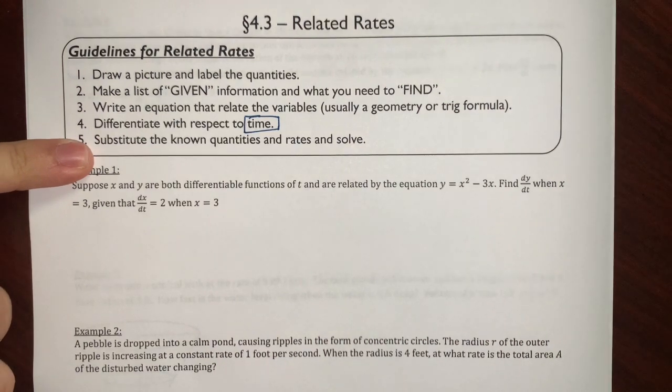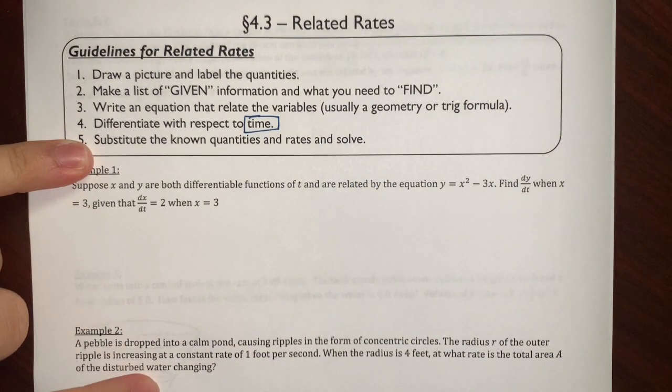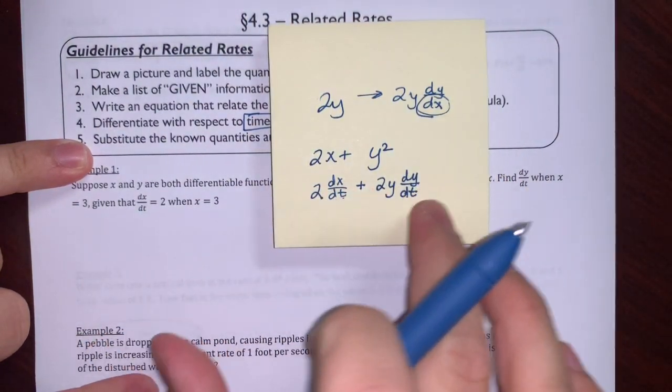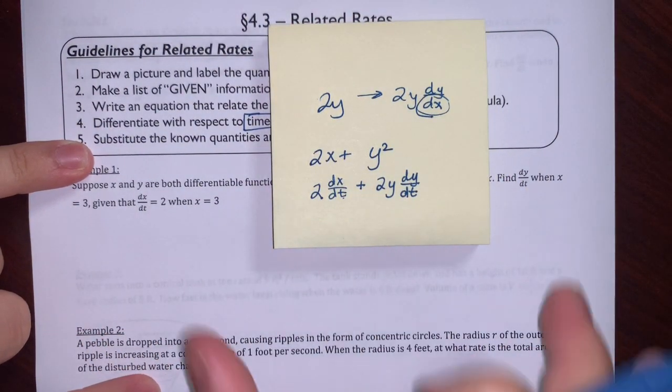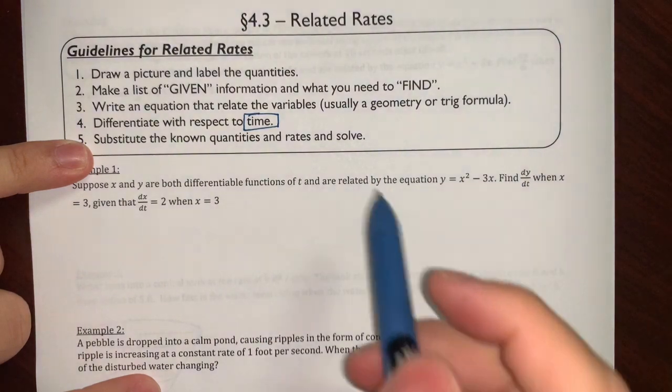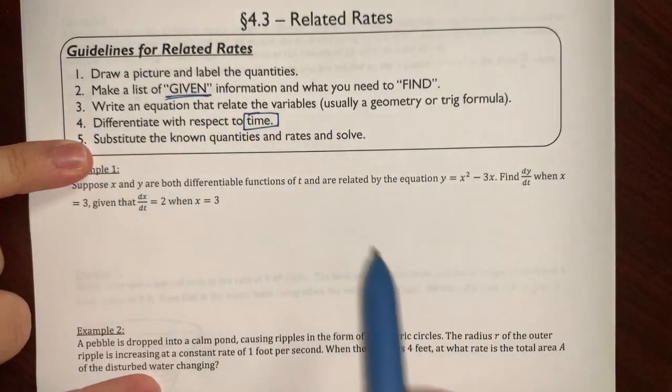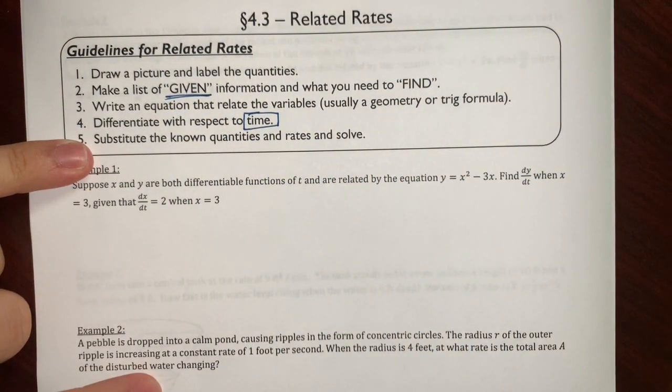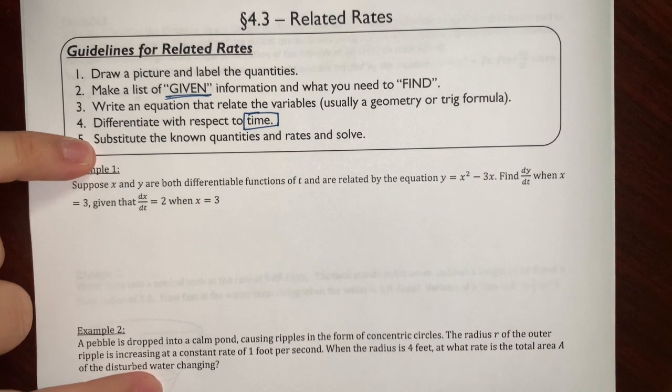The fifth thing you need to do is substitute the known quantities and rates and solve. So once you end up doing all of your differentiation and finding everything with respect to time, this is why it's important to have your list of given values. With your list of given values, you're going to plug that into what you just differentiated, and you're going to go ahead and solve for it.